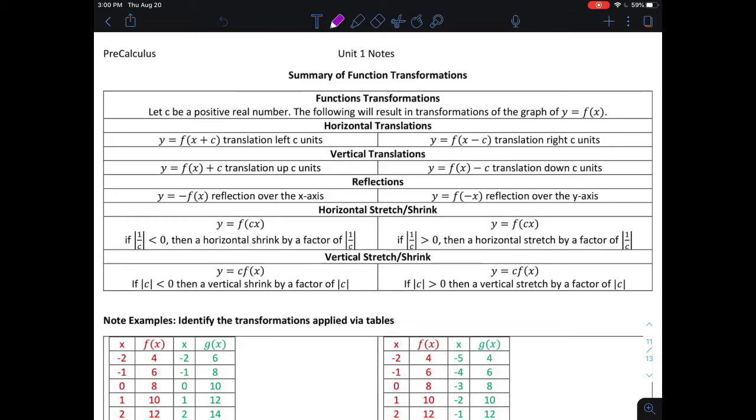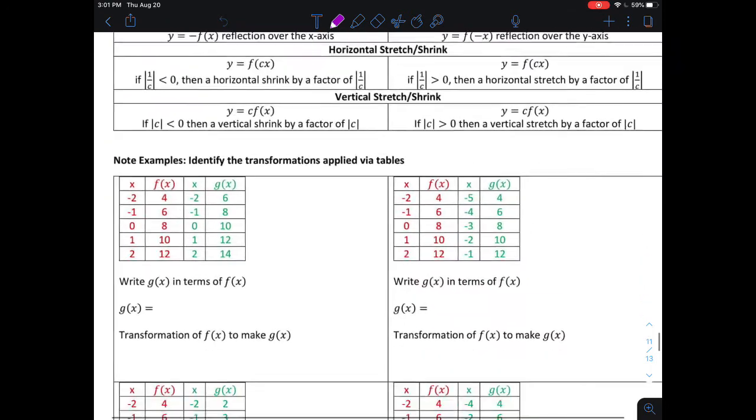Okay, in this video we're going to look at function transformations. And there's a summary of all the transformations right here in this table. But in this video we're going to focus on identifying transformations from tables and from functions written in function notation.